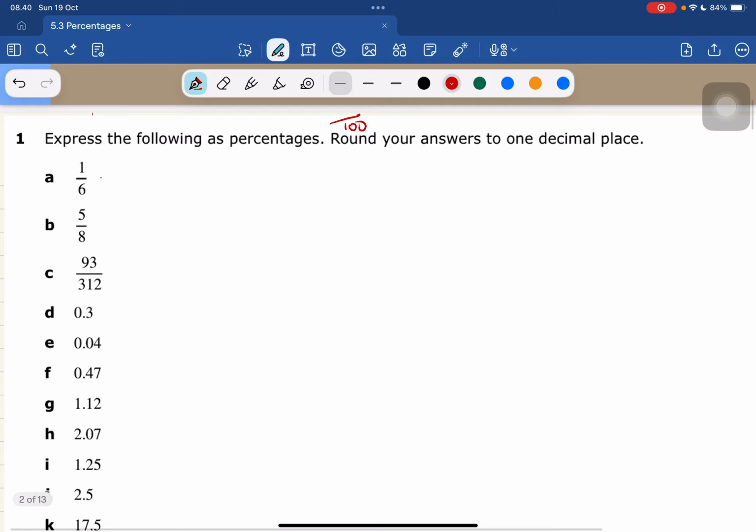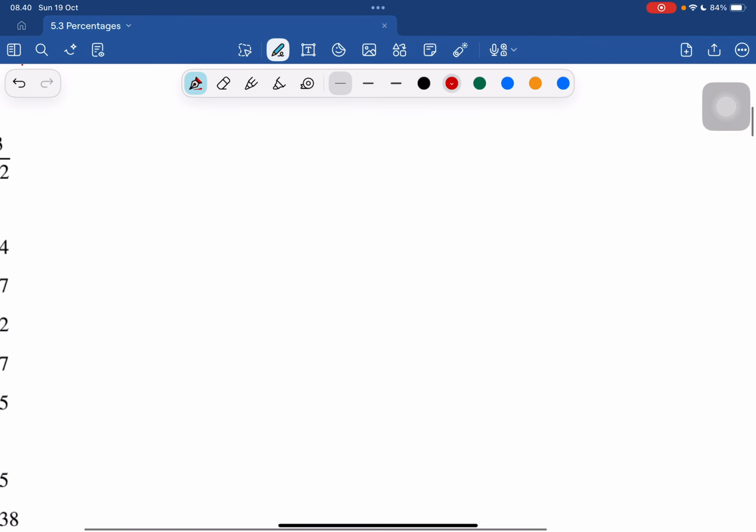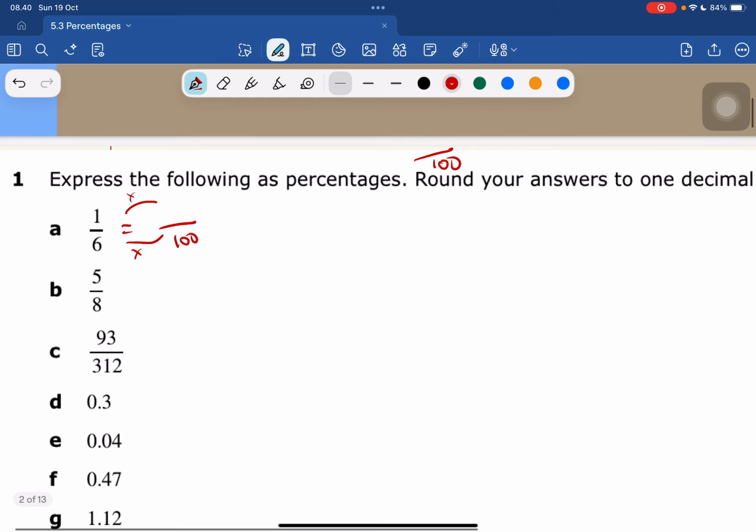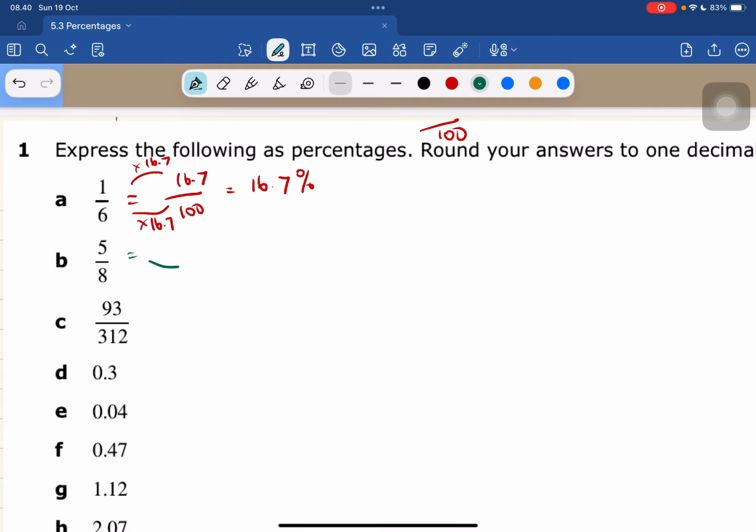Okay, we got 1/6. We need to make it over 100. So we need to know 6 multiplied by what number makes 100. We can check it by 100 divided by 6, which is 16.7. So 1 also we need to multiply by 16.7. As percentage means over 100, so this is 16.7%.